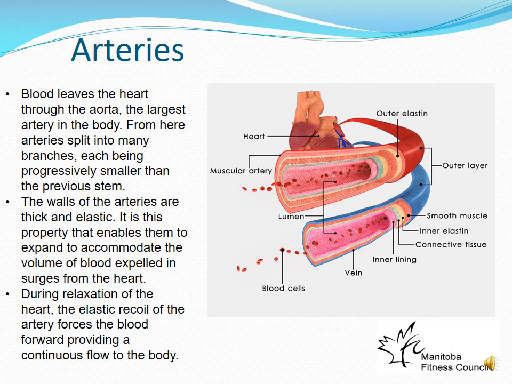So let's just continue looking at these different things we've already spoken of. So blood leaves the heart with oxygen through the aorta, and that is the largest artery in the body, and then it branches into smaller and smaller arteries, okay, and it'll keep branching down until it reaches the arterioles.